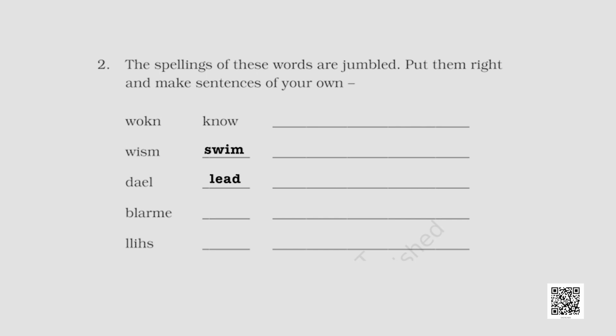Yes, it is lead. The fourth one, can you try that now? Yes, of course, it is marble. And the last one? Yes, it is hills. Now you've got all the words: swim, lead, marble, hills. Can you make sentences with these words? Yes, try them out at home. This will be your homework.